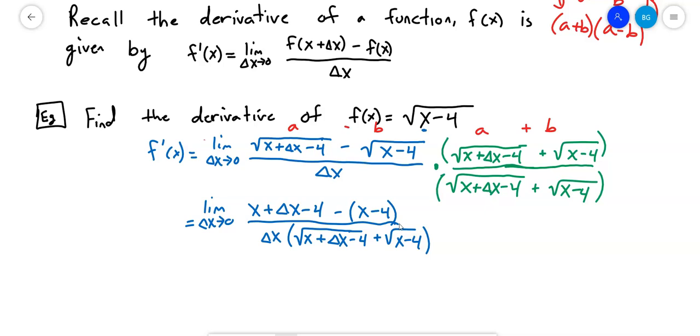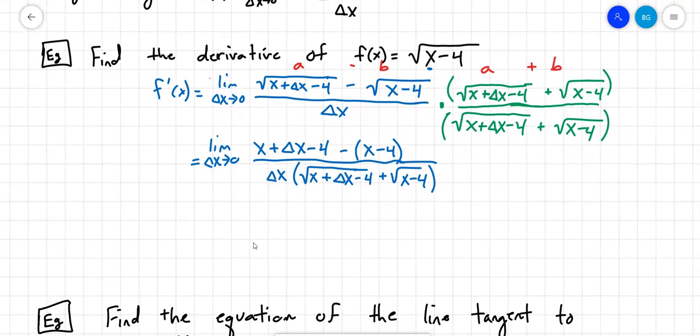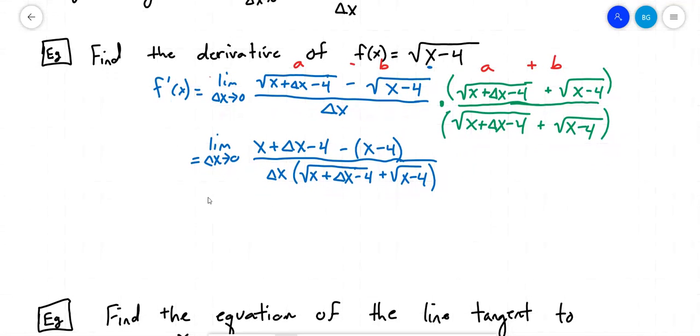Now, on the denominator, I'm not going to multiply this out. And you'll see why in just a couple steps. So moving on down. There we go. We'll move on down. I'm running out of space. I think we can get it in with the limited space we have.